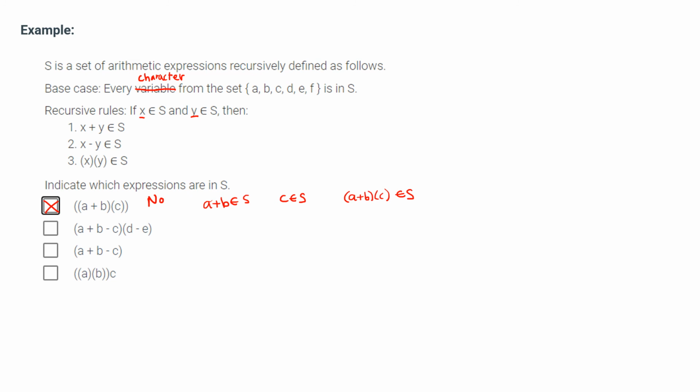How about this? A plus B, that's in S, so that's good. And C is in S. So we can put those two together with a minus sign using Rule 2. So we can say A plus B and then C, put a minus sign in between them, and that would be in S. Now let's go on to D. D is in S and so is E, so D minus E is in S.